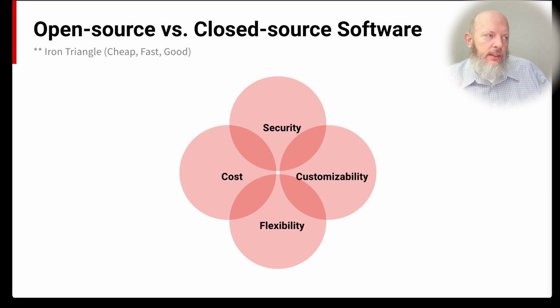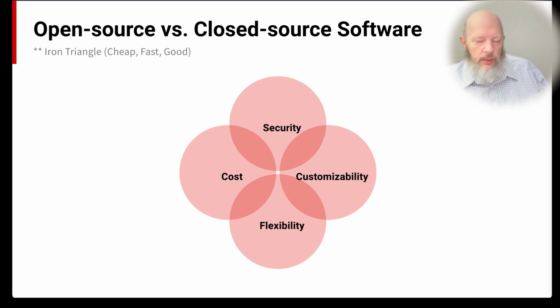Some things to think about. The iron triangle, which I'll cover a little bit later in the semester: things can be cheap, fast, or good. Pick two. And with open source, there's nothing more true than probably that. Here's a little bit more extended version of that.